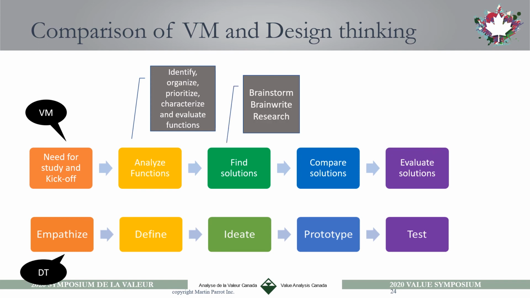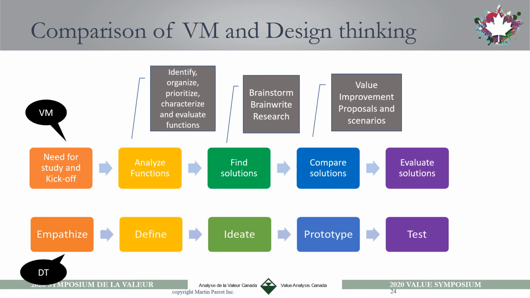Then in the green, you need to find solutions, which is the same thing as ideate, where you can use brainstorming, brainwriting, you do some research to find solutions to solve the problem that you've analyzed previously. Then you write your value improvement proposals, where you compare the different solutions, and in the design thinking, they do a prototype instead. And eventually you evaluate the solutions and find which one has the best value, and that's in the value management. In the design thinking, you would test them and identify which one has passed the test.